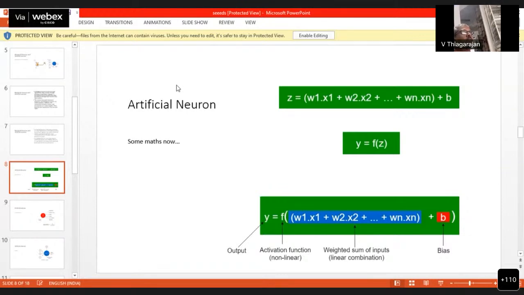And y is equal to f of z. When you do that mathematical operation, there is some output, and we represent that by y. As you see here, y is the output in the lowermost part of the equation. f is called an activation function. It is a non-linear function. The weighted sum of inputs is a linear combination, a straightforward linear combination of numbers and weights. And the last term is called the bias.